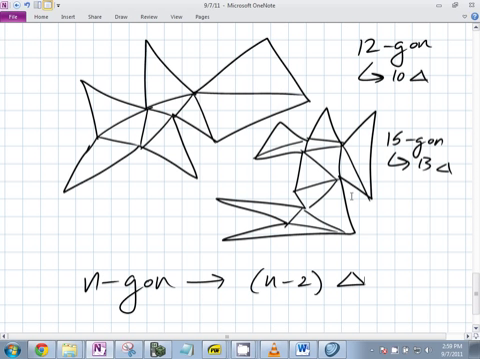Fun stuff. But they can have more. Sure, you could break it apart into more if you want to. There's some more triangles. You can make as many as you want. But we're looking for minimums, right? Minimums. Yeah.